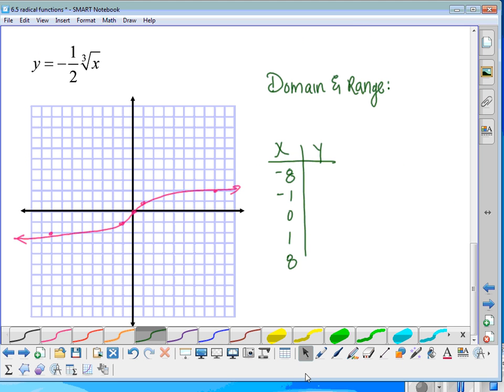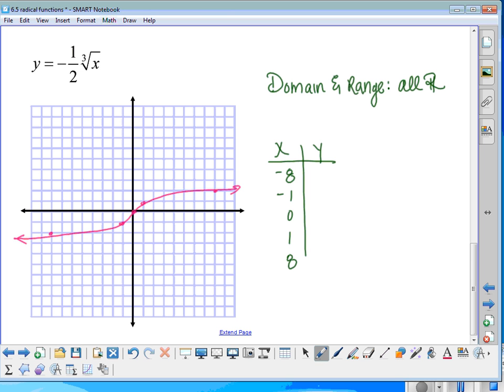Okay, so first of all, our domain and range. What's our domain and range going to be? All real numbers. All right, so if I put in a -8, what do I end up getting out of it? A +1. And -1? +1/2. 0, 0, 1, -1/2, and 8, -1. So I go ahead and plot those points. It looked like most of you were getting this when you did it.